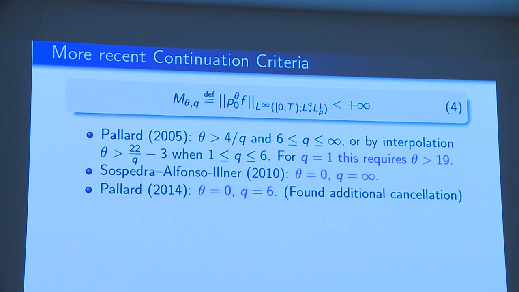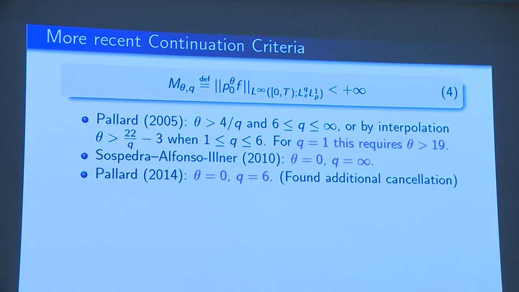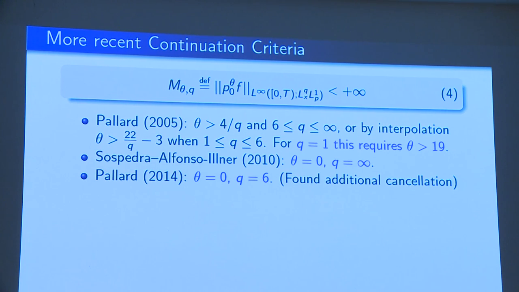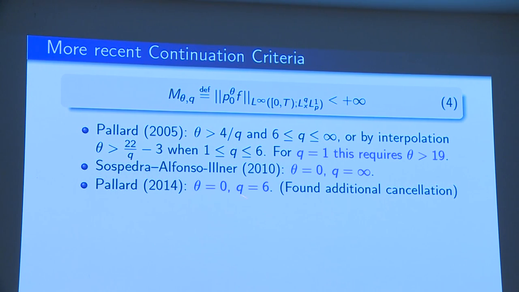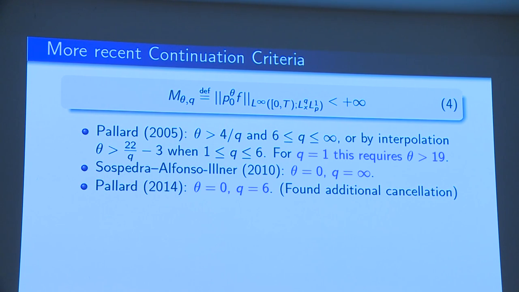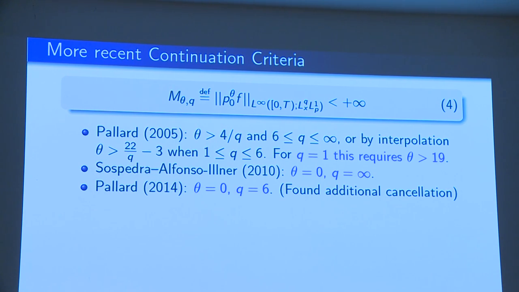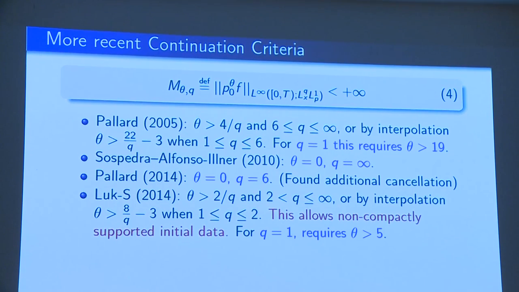Pollard, very recently, 2014, showed that on the other side, you can find a very interesting and nice cancellation in the ST decomposition and knock these estimates down to theta equals 0 and Q equals 6. So again, you have theta equals 0, Q equals 6, compared to theta equals 0, Q equals 4/3 is known, so you're still far away, but it's much better than say theta equals 0 and Q equal infinity. Okay, and all of those previous results are in the range of compact support.